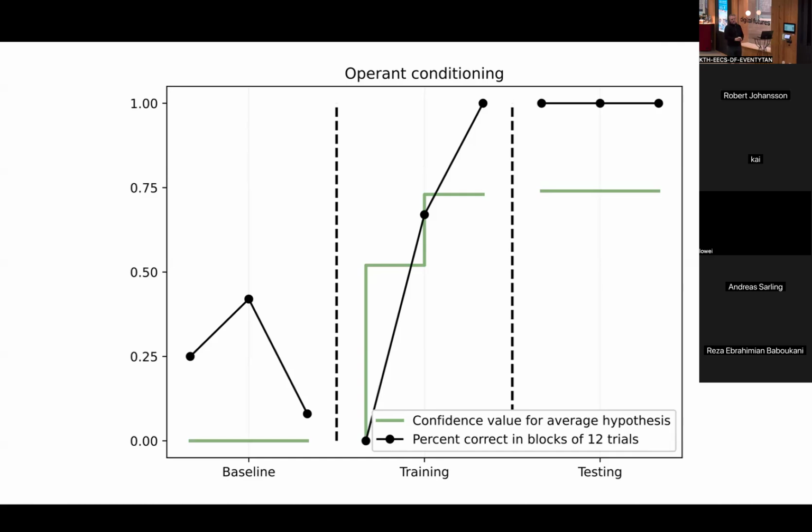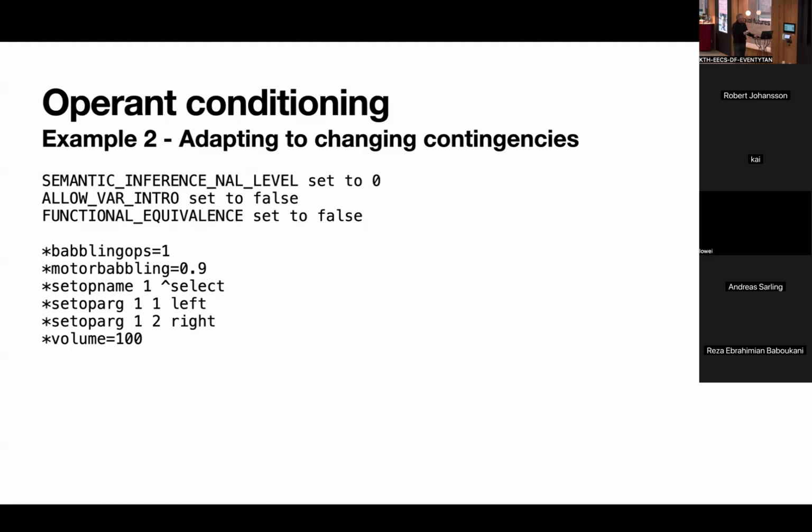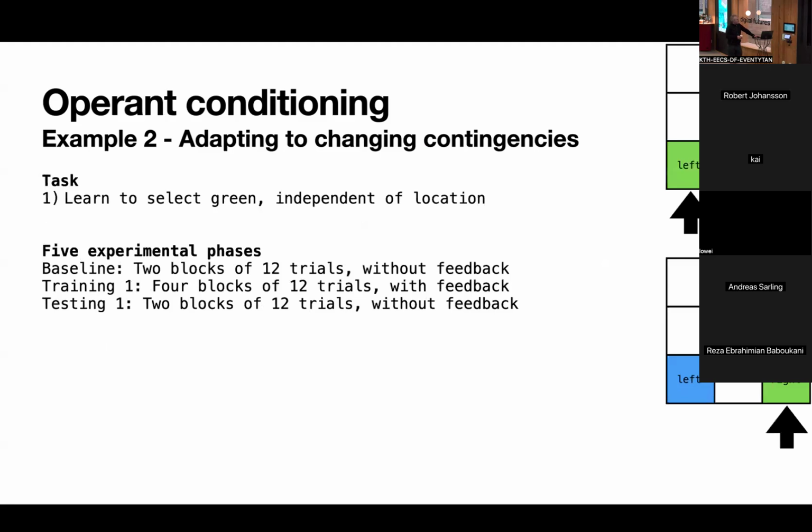And the green line is just another way to graph the results here. I mentioned that NARS has a truth value that includes frequency and confidence. So the confidence in this hypothesis, for example, if left is green and I select left, that leads to G, increases with training. And already with this very small NARS system, it's possible to study something like this task.